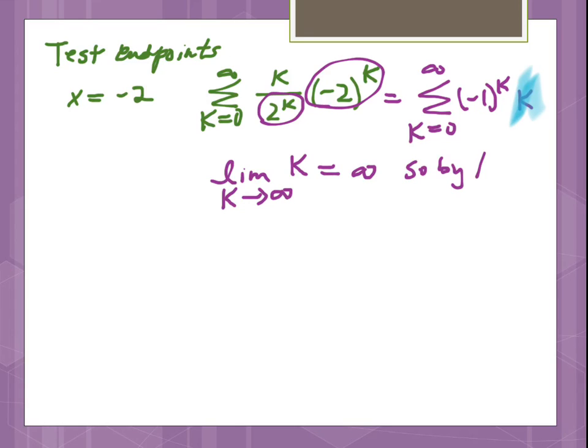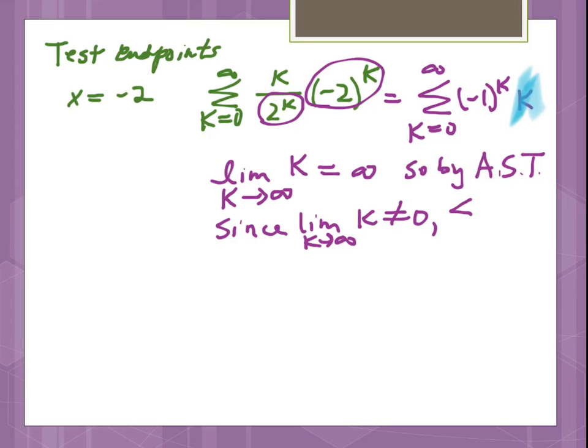So by the alternating series test, I'll abbreviate AST if you do, I'm okay with that, but alternating series test, since the limit as k goes to infinity of k does not equal 0, I'm just going to write out the series diverges. So x equals -2 as an endpoint, it doesn't converge there. Next, we have to test the other endpoint.